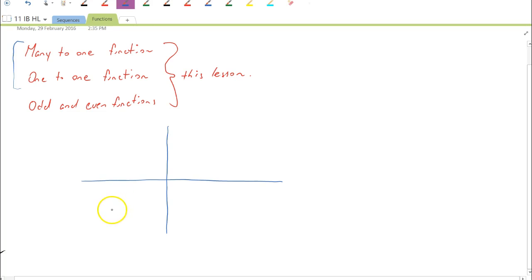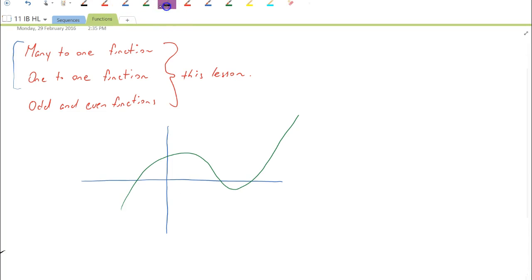I'll give you an example of a many to one function, something like this, where for a particular y value, let's look at this one here, there is more than one x value that maps to it. So that's called a many to one function. In that case, there are three. Some y values only have one, and there might be some that have two. Yes, there'll be one that has two when you hit this tangent here. This one's got three. If it's more than one, it's a many to one function.